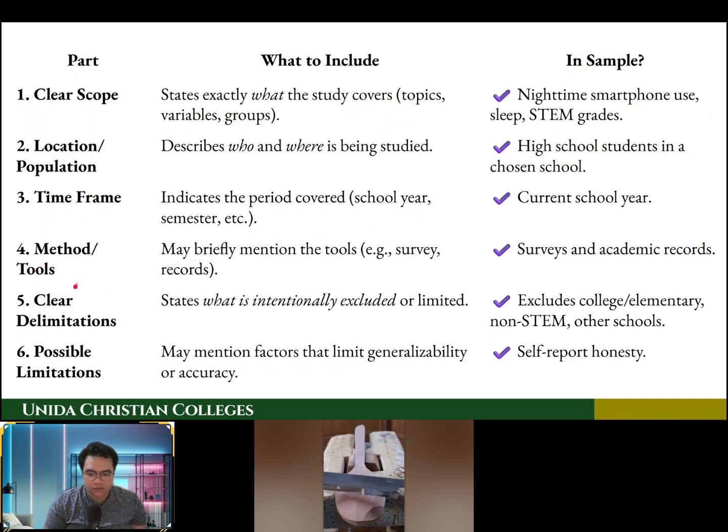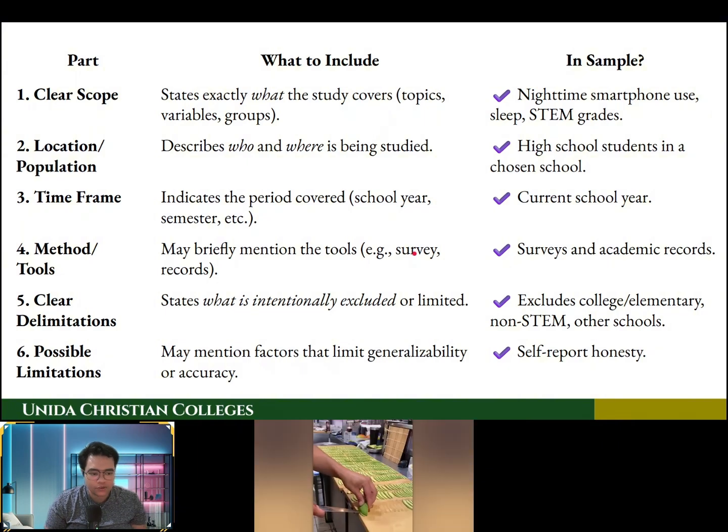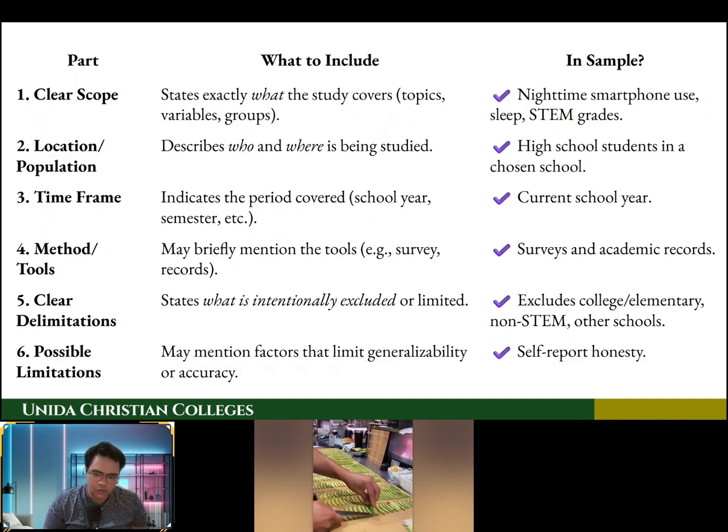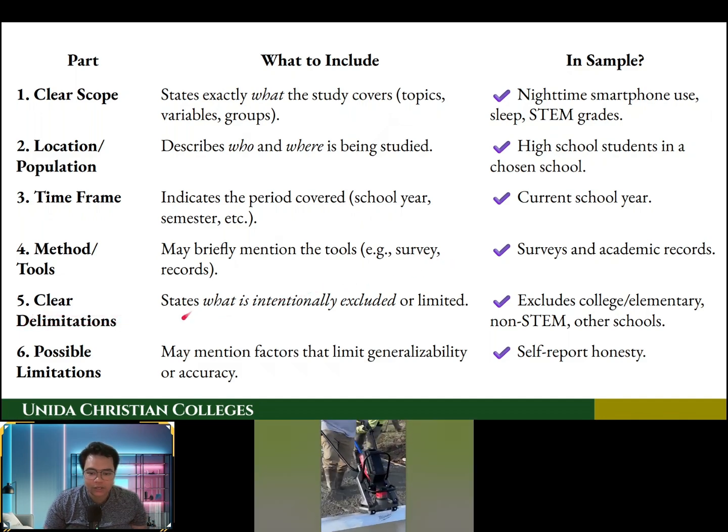Next, methods and tools. May briefly mention the tools that we're going to use. So, we have surveys and records. Of course, in qualitative research, we're not going to use surveys, but we're going to use either interviews or observations. Next, it has clear delimitations. What is intentionally excluded or limited in our study? Kailangan po not well explained, but well defined po ano yung hindi natin isasama.